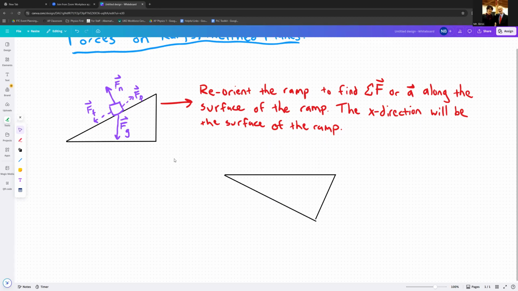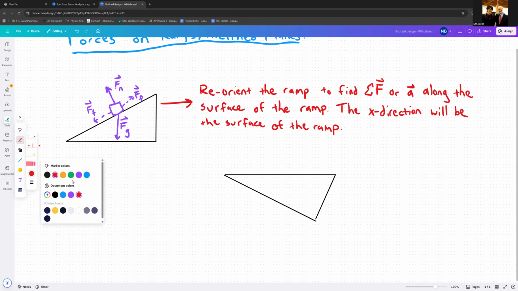All right, so I've redrawn my ramp, or rather, I've reoriented my ramp. So I basically took the whole thing. You could picture taking the entire ramp, and if you could turn it on the page, we'd just rotate it clockwise a little bit here. So rotating the whole image of the ramp clockwise, we end up now looking at the surface of the ramp as our x direction.